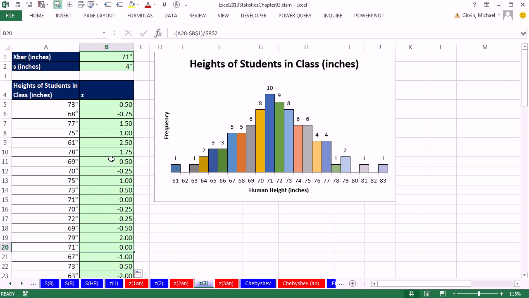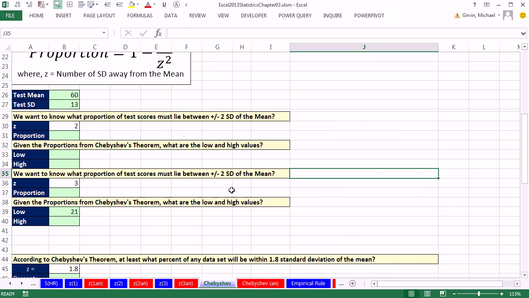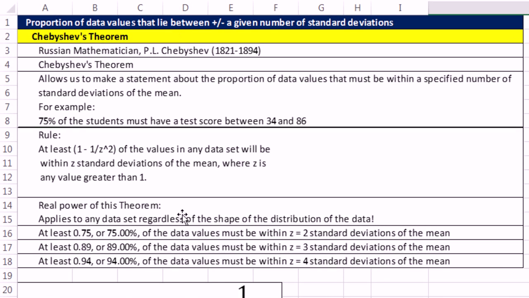Now, z-scores are incredibly helpful in all sorts of ways. We want to go over and we're going to talk about the Chebyshev rule, and then we're going to talk about the empirical rule. Both of these rules are going to help us make statements about data sets using the z-value. So let's go over to Chebyshev. Now here's the notes that are over on the note sheet, of course.